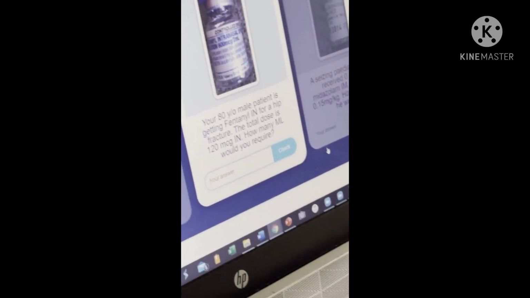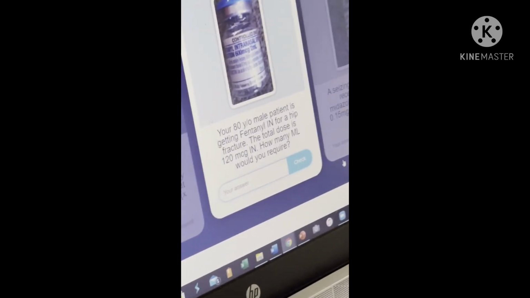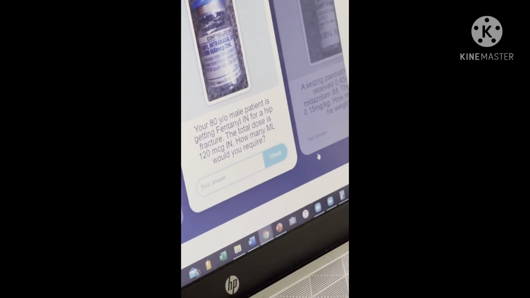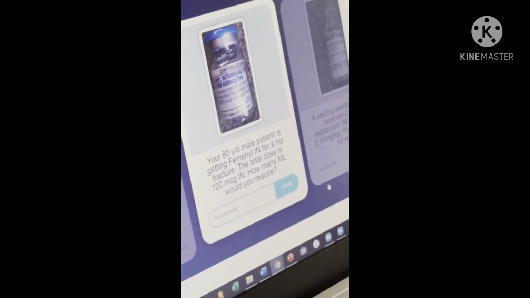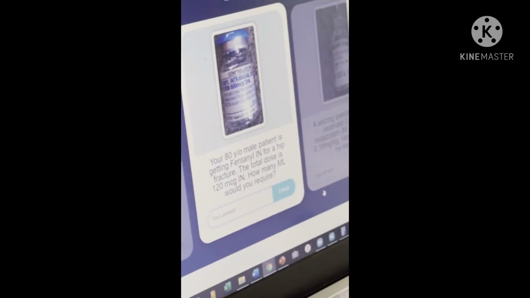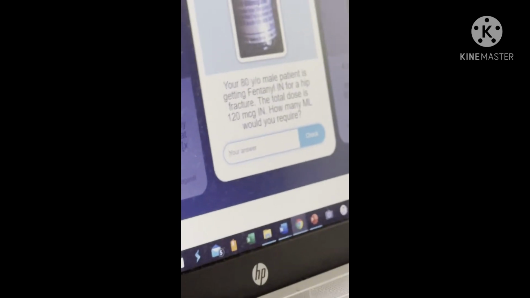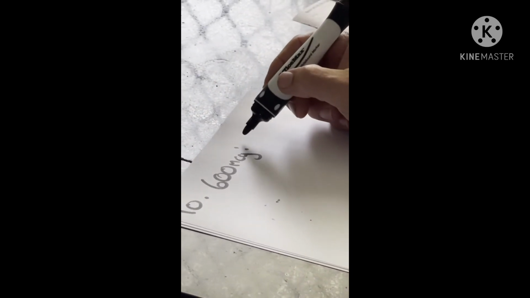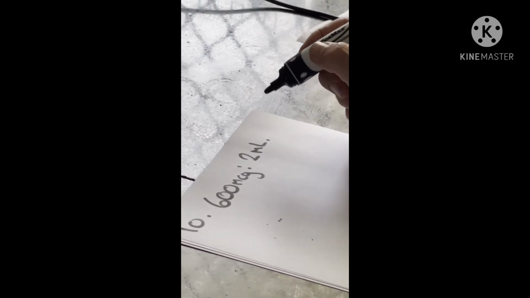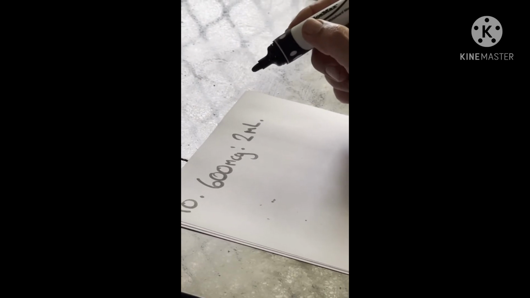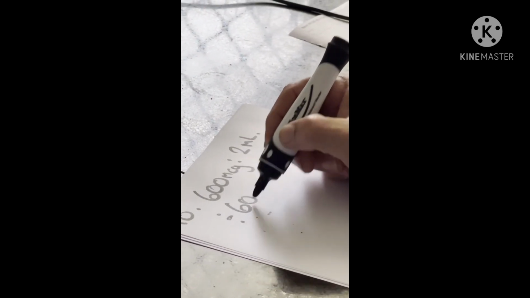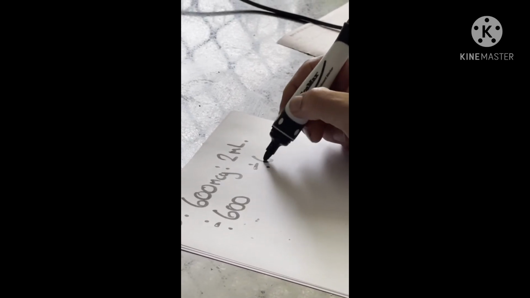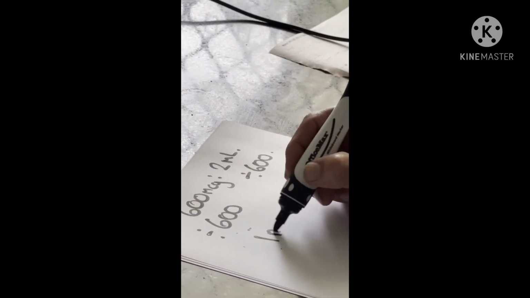Question 10. Your 80-year-old male patient is getting fentanyl intranasal for a hip fracture. The total dose is 120 micrograms IN. How many mil will you require? Okay, so there's 600 microgram in 2 mil. Okay, so often the easiest way just to do this is to work out how many mil in 1 microgram. So we'll divide both sides by 600.